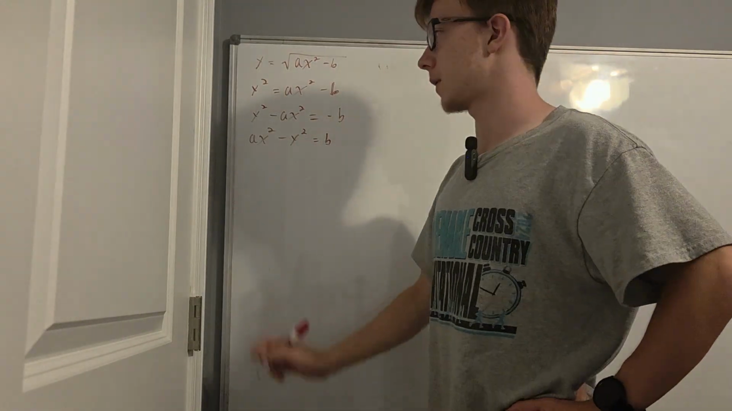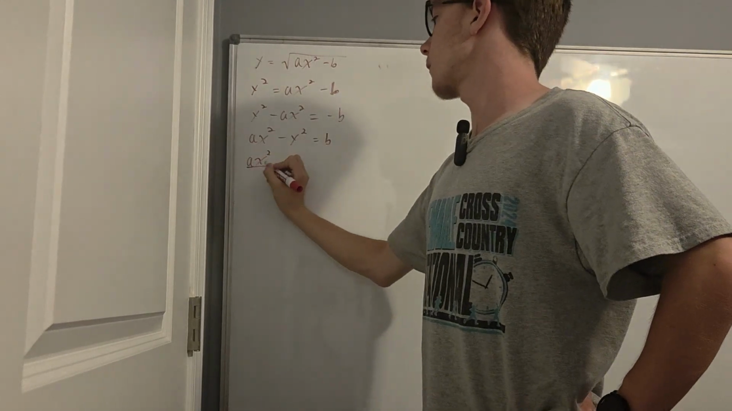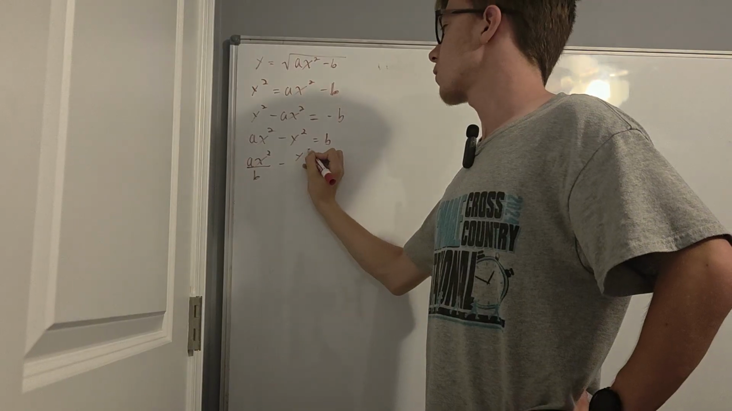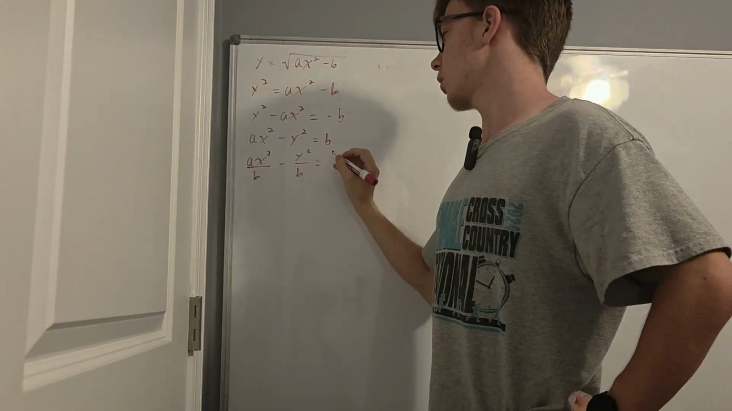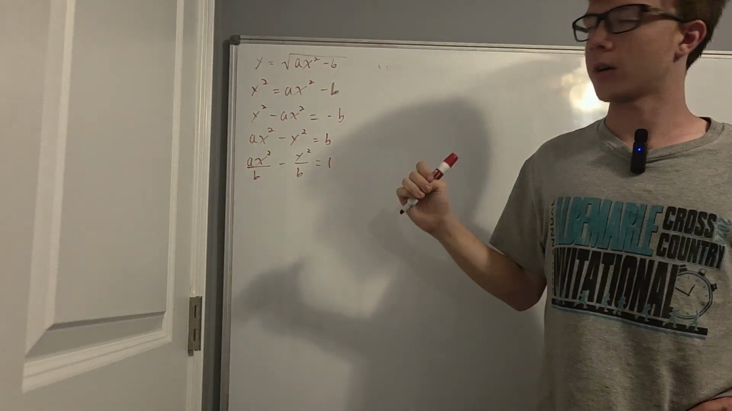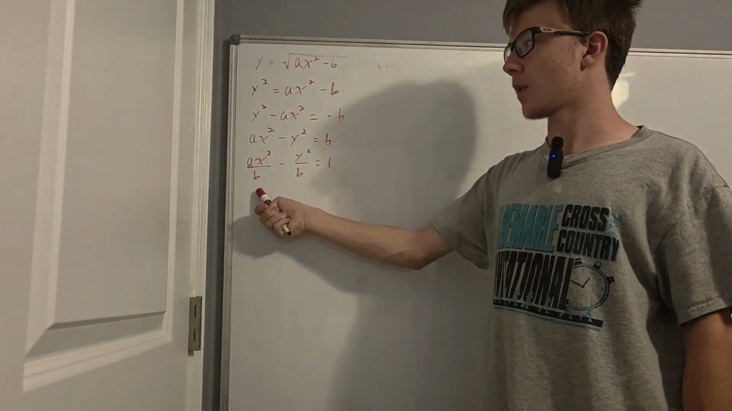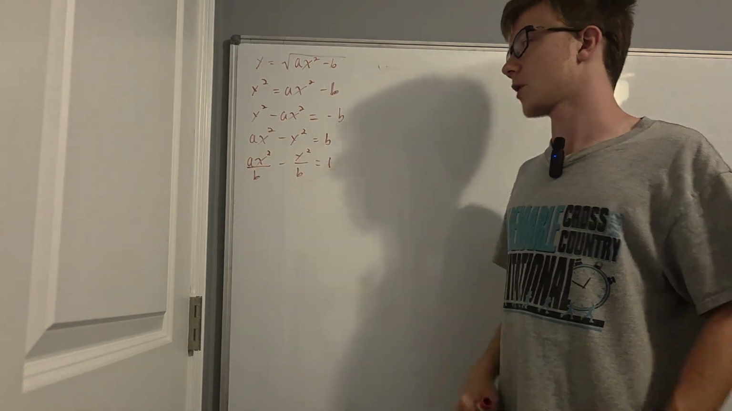I'm going to divide b from both sides. So we're going to end up with a x squared over b minus y squared over b is equal to 1. Because we want this to be equal to 1, because that's what a hyperbola looks like. Now, we want this to be x squared over something squared minus y squared over something squared.